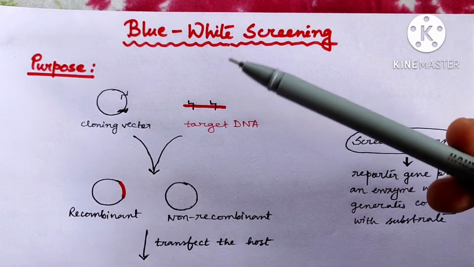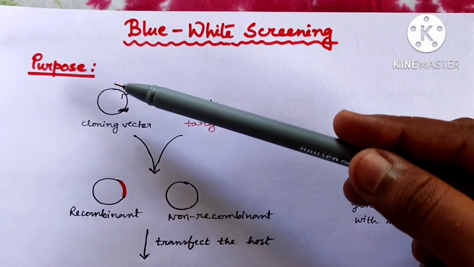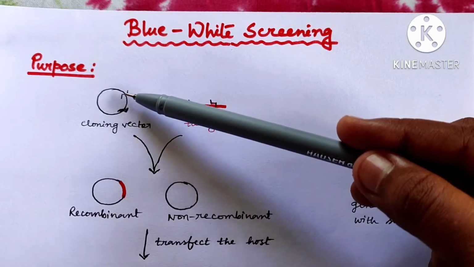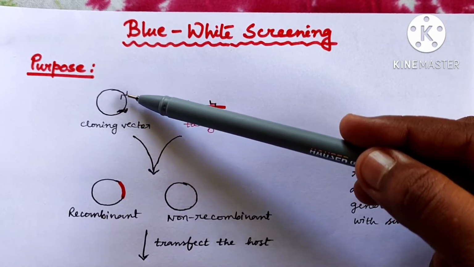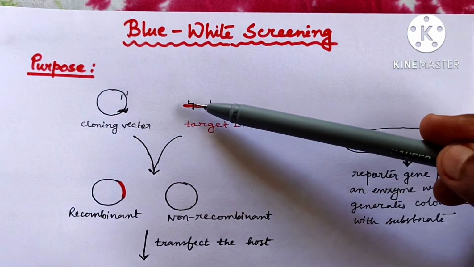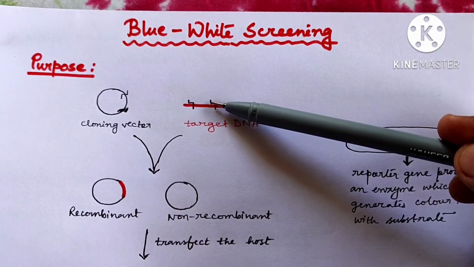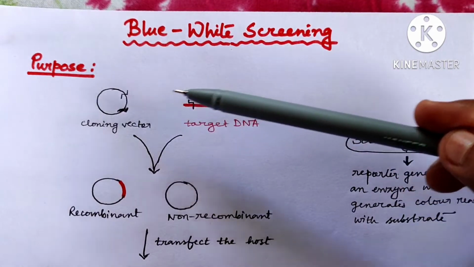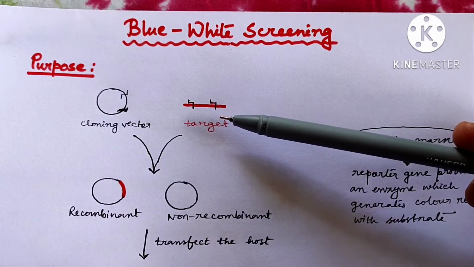So this is the basic of the cloning method. For cloning you need a cloning vector. This is a cloning vector and this is the restriction enzyme cutting site. And this is your target DNA or foreign DNA, and these are the restriction enzyme cutting sites of your target DNA. We know that we cut both the cloning vector and the target DNA with the same restriction enzyme at the same site or at the same palindromic sequence.